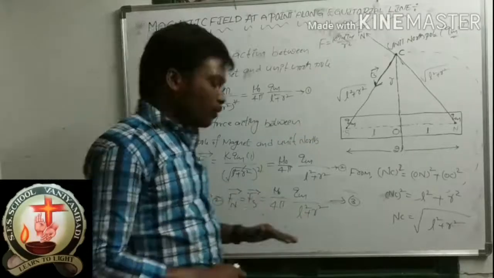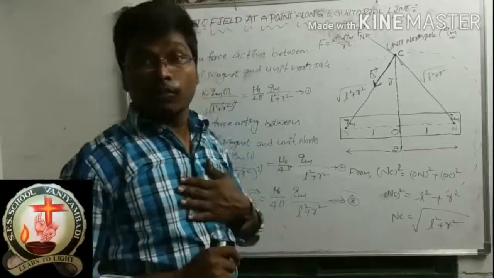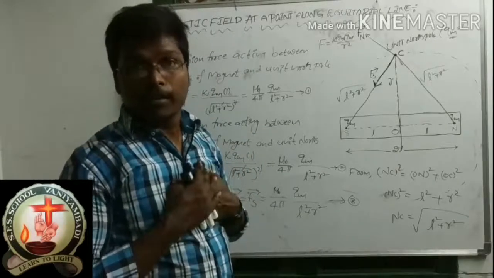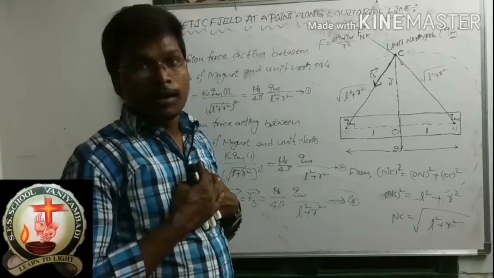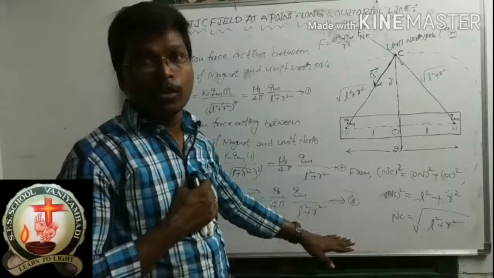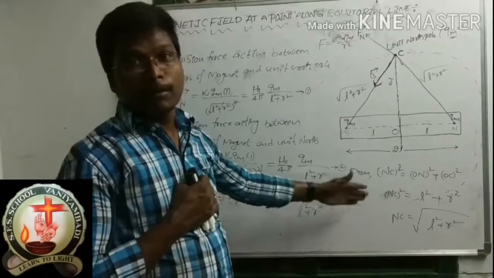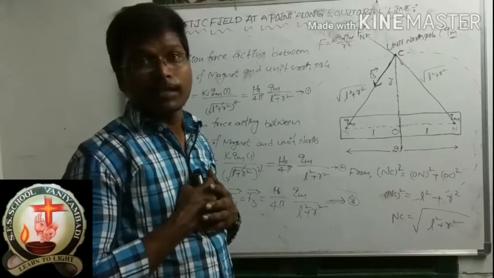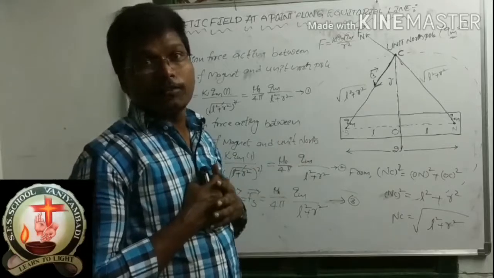I found the value of force, but I want to find the direction. I want to find the direction of the force. I found the magnitude, I found the value of the force: mu naught by 4 pi into Qm by L square plus R square. But I want to write the direction. So what is the direction here, of the force?